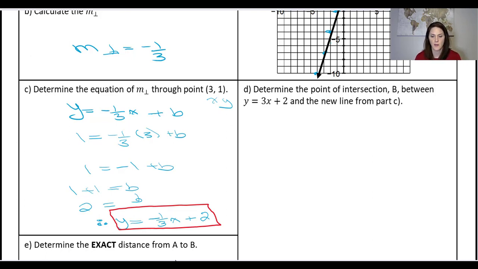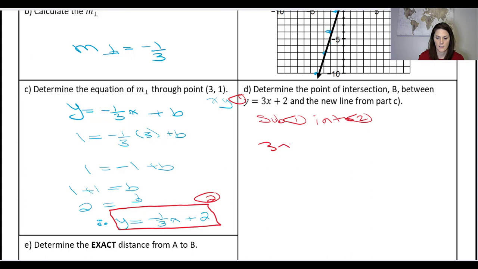All right, the next part, we need to determine the point of intersection B between the original y equals 3x plus 2 and the new line that we just figured out in part C. Okay, so I'm going to call y equals 3x plus 2 equation number 1 and y equals negative 1/3 x plus 2 equation number 2. So essentially we're going to be solving a linear system. We want to see where those 2 lines meet. So I'm going to sub 1 into 2.